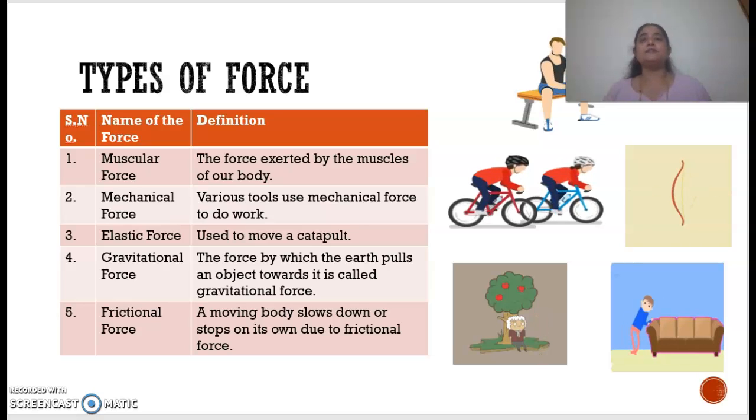The first type is muscular force. To lift an object, to move an object, we need some force, and that force is exerted by the muscles of our body. Such force is called muscular force. Second type, mechanical force. Various tools like a rotating fan or bicycle, these all require some force, and that force is called mechanical force.